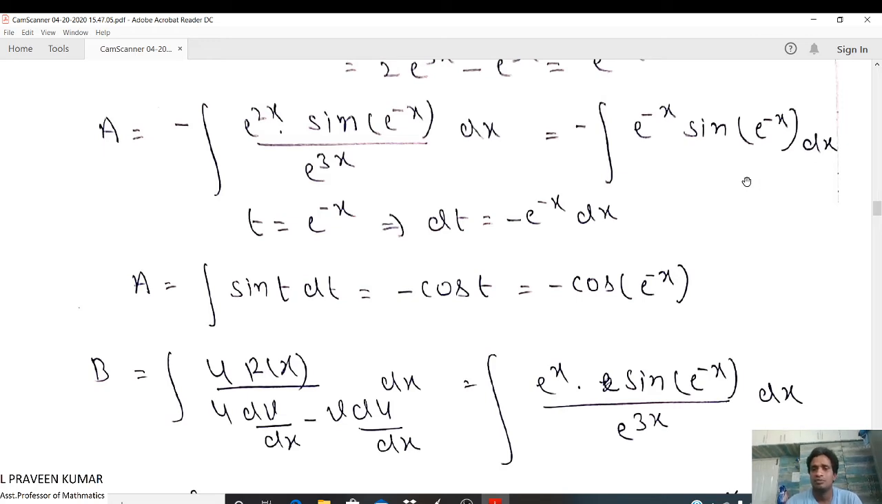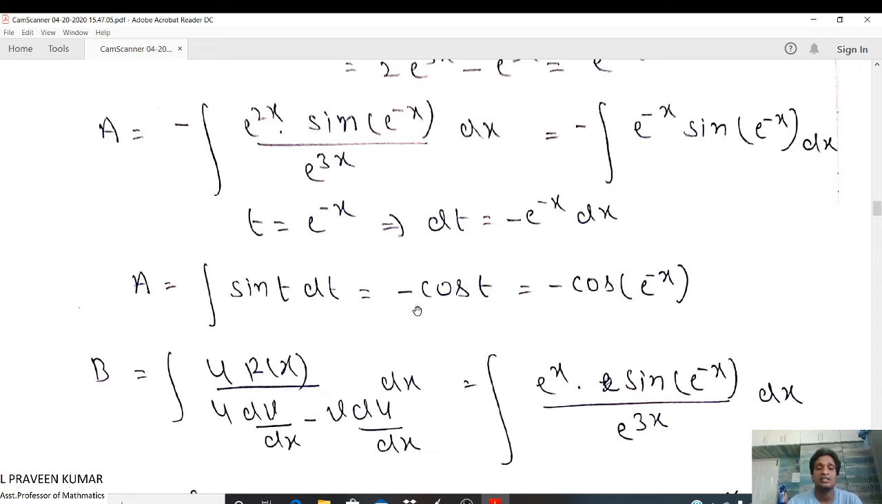Now without getting confused, we are assuming t is equal to e power minus x. Then what will be the dt? Dt will be minus of e power minus x dx. Okay, returning to the problem. A is equal to integration, see here, dt is equal to minus e power minus x dx. So instead of these three values, I am writing dt. And sin e power minus x will be sin t. So this is integration sin t dt.